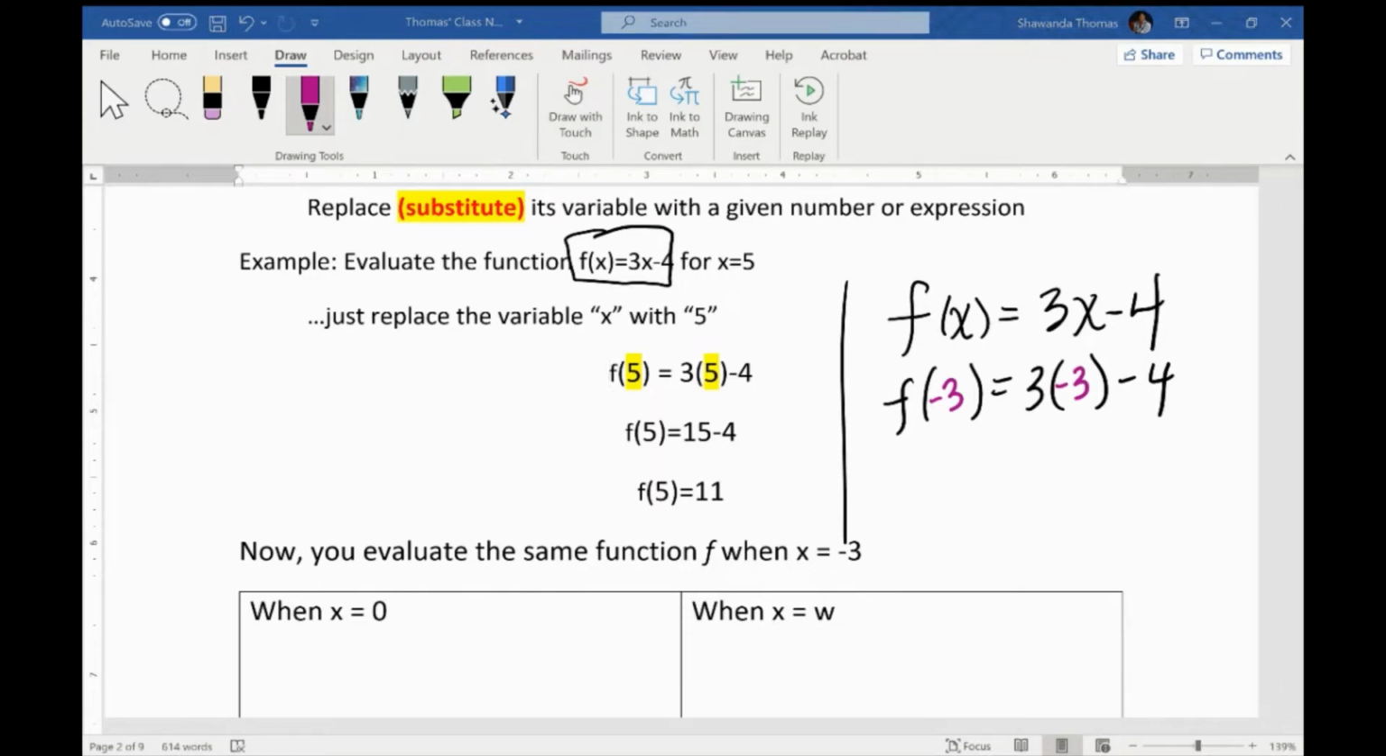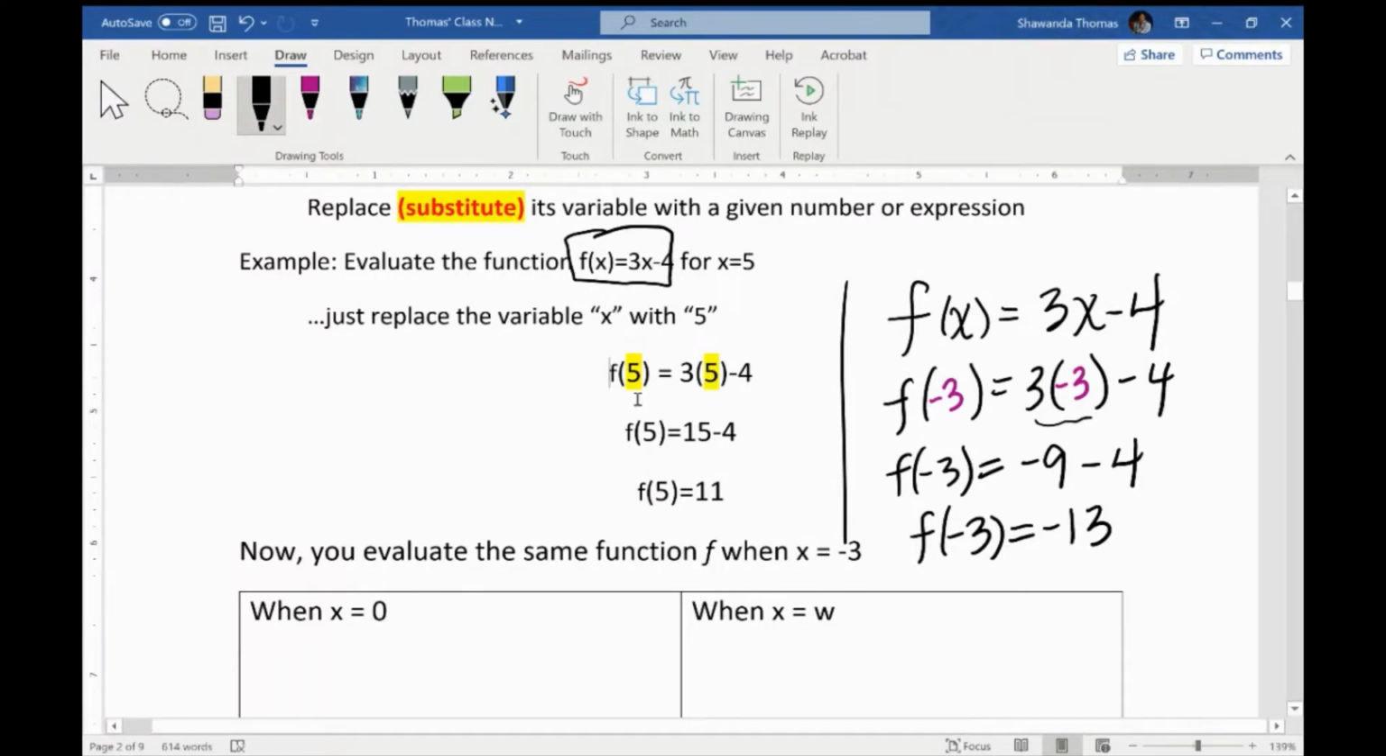All right. So on the left side, all we're doing is just rewriting f of negative 3 equals 3 times negative 3, negative 9, minus 4. So f of negative 3 equals negative 13. So you just evaluated that function when x equals negative 3, or sometimes they say at x equals negative 3.